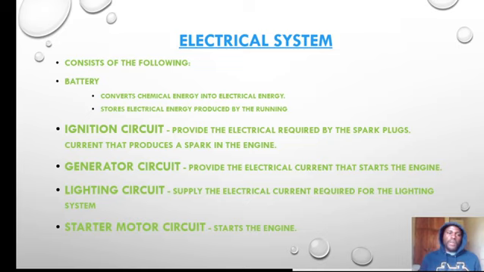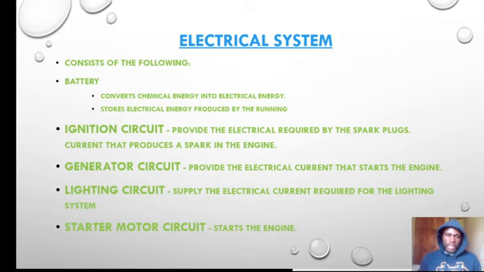Apart from the battery, we also have the ignition circuit, and this one provides the electrical current required by the spark plugs. In this case, we are talking about ignition to start up the system, as the starter. And then also we have the generator circuit. This one provides electrical current that starts the engine.